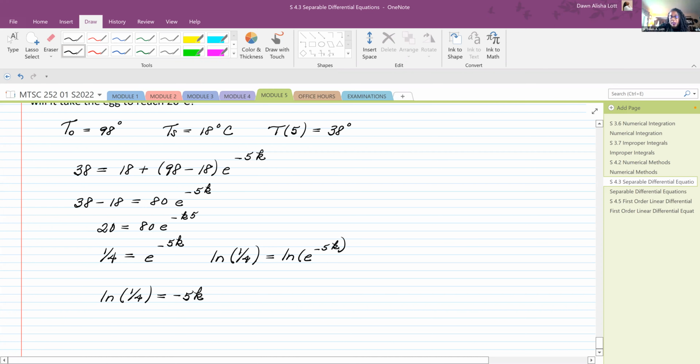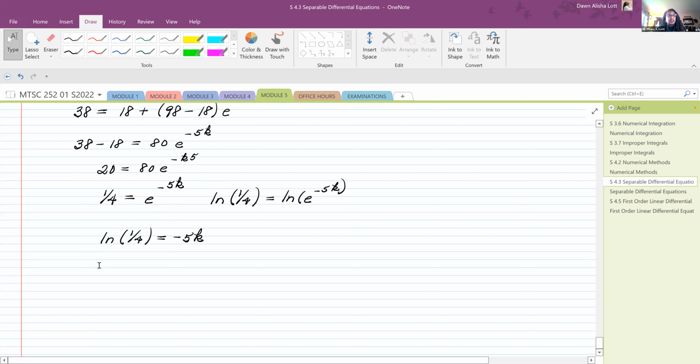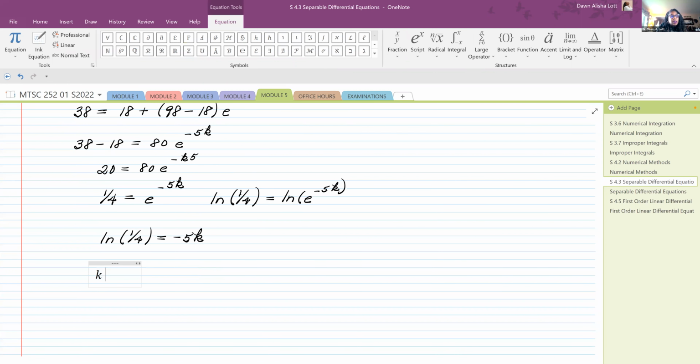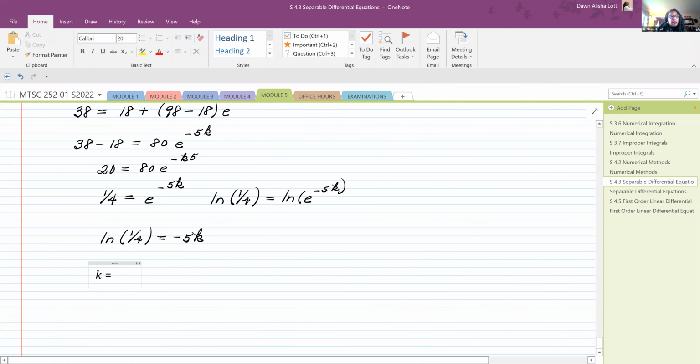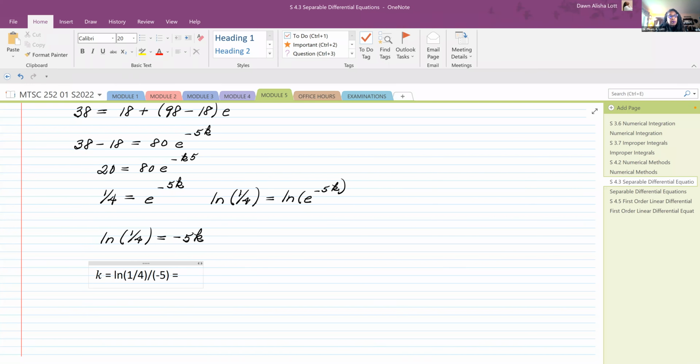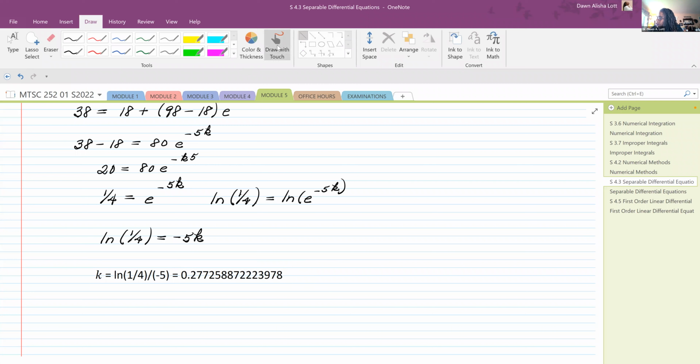All righty, we're looking at something really good here. So that says K is equal to the natural log of 1 over 4 divided by negative 5. There's our K. Awesome. So now we have a value for K.